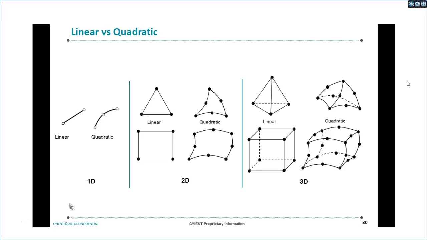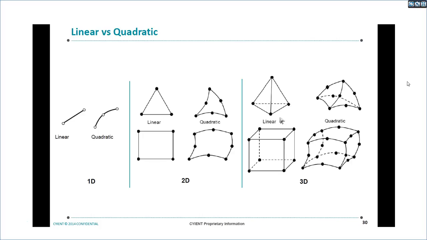Coming to linear and quadratic again, we have them in 1D. 1D will have three nodes for quadratic and two nodes for linear. For 2D we have various formulations. One is tria, another is quad. Tria will have three nodes in linear and six nodes in quadratic. In quad we have four nodes and eight nodes respectively.